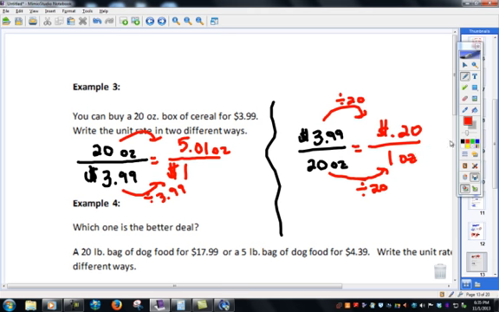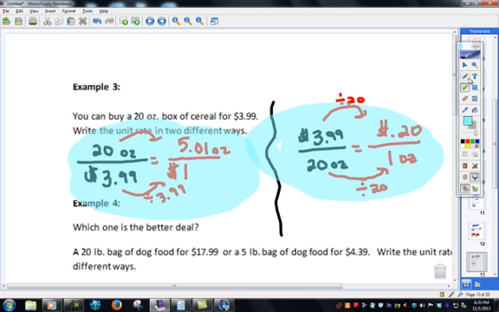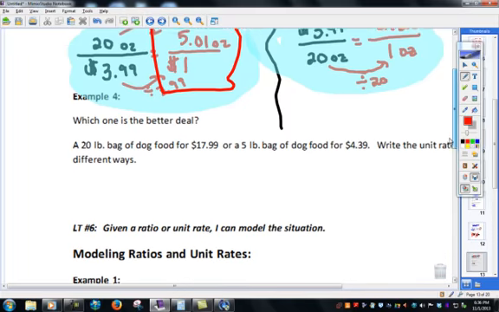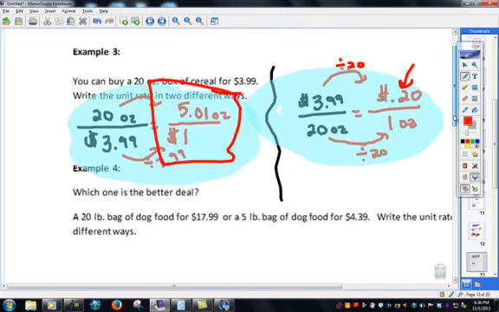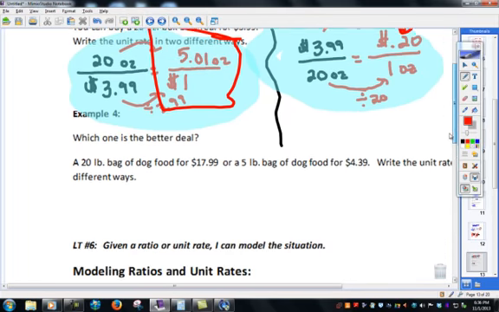20 cents. So realistically, both of these actually make sense. I mean, they really do. Both unit rates make sense. Over here, I'm learning that, okay, I can get 5.01 ounces, basically just over 5 ounces for $1. And over here, I'm learning, okay, 1 ounce costs 20 cents. That actually makes sense. Okay? And we'll skip that next one.